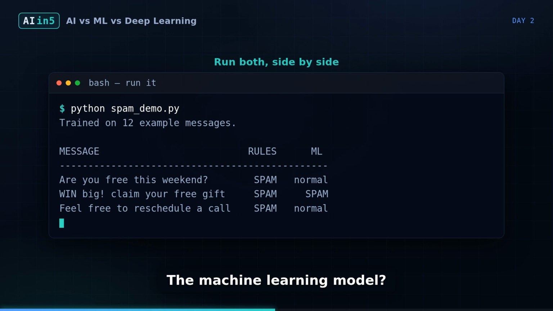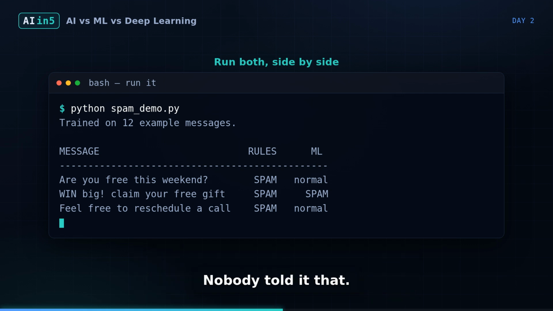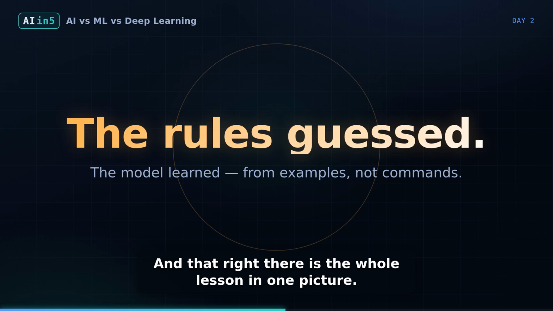The machine learning model? It gets them right. Normal. It learned that free isn't always spammy, from context. Nobody told it that. It figured it out. And that right there is the whole lesson in one picture.